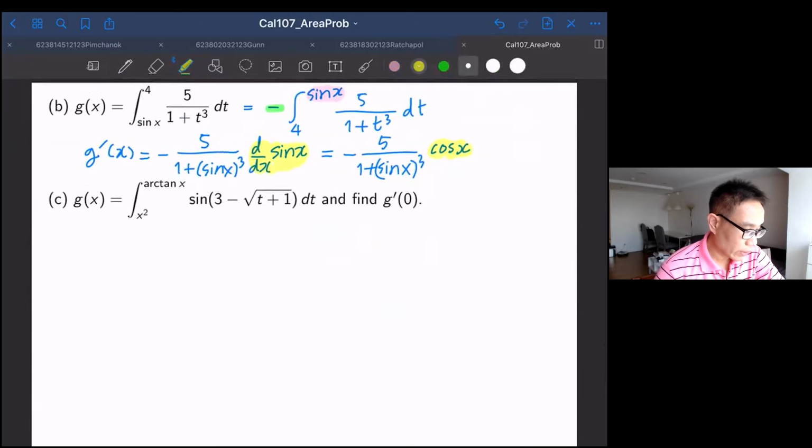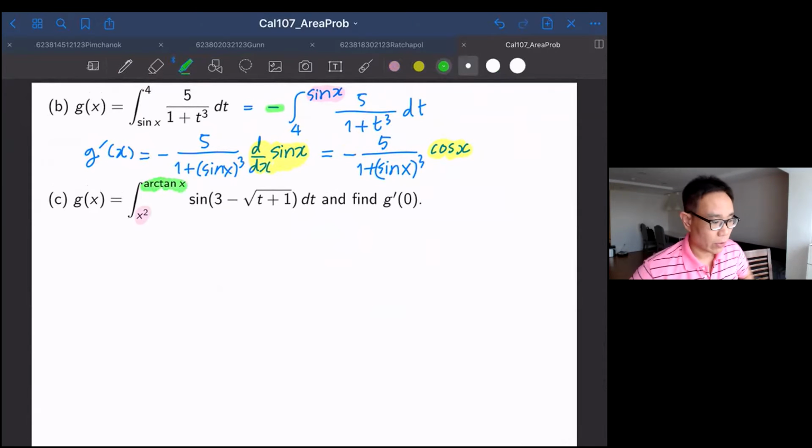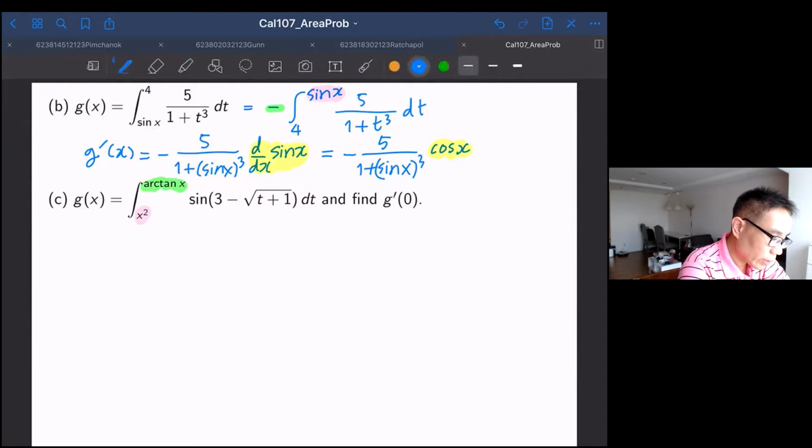The next one, you have g(x) equal to the integral from x squared to arctan x of psi 3 minus the square root of t plus 1 dt, and you want g prime of 0. In this case, you have x on top and x on the bottom. You would not be able to differentiate this function right away because the bottom must be constant and the top must be variable. So the first thing we're going to do for this example is split.